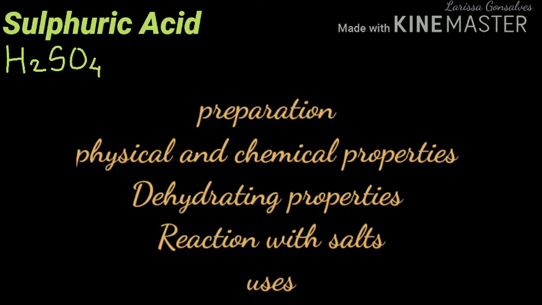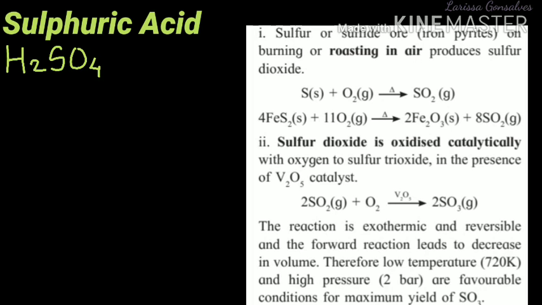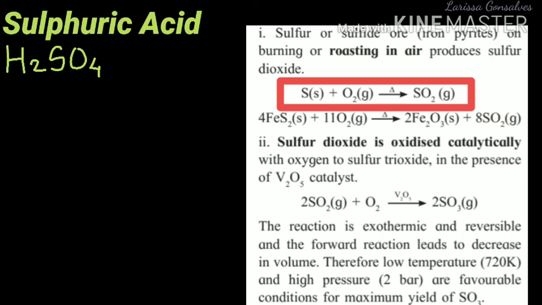Next is sulfuric acid with the formula H2SO4. Here we need to study its preparation, physical properties, chemical properties, dehydrating properties, its reaction with salts, and also its uses. Sulfuric acid is prepared using the contact process which involves the following steps. The sulfur or the sulfide ore is burned or roasted in air which produces sulfur dioxide. When you carry out roasting, it is carried out in the presence of oxygen. So the first reaction here, we take sulfur and react it with oxygen to get sulfur dioxide.